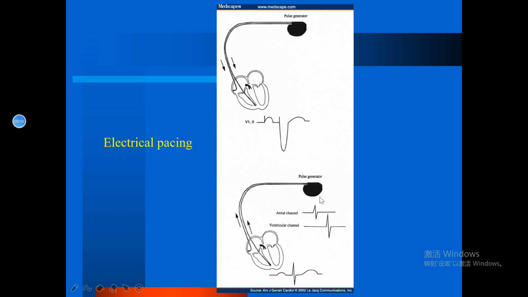And this pacemaker is a little bit different because it has 2 leads. One lead is usually placed at the apex of the right ventricle, and the other lead is usually placed at the right atrial appendage. We call it a double chamber pacemaker.